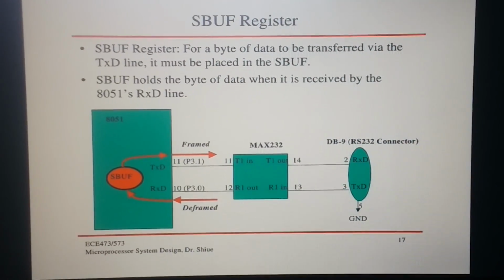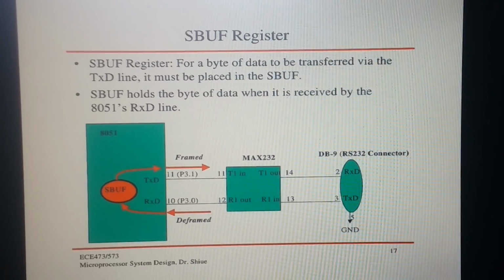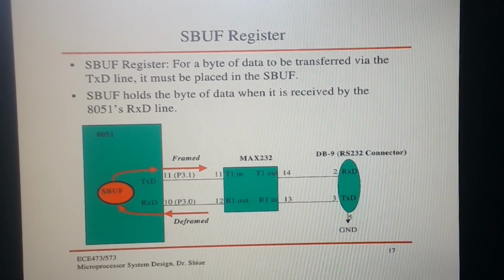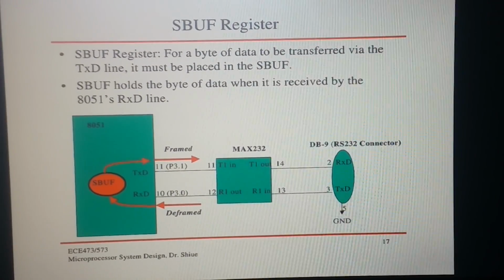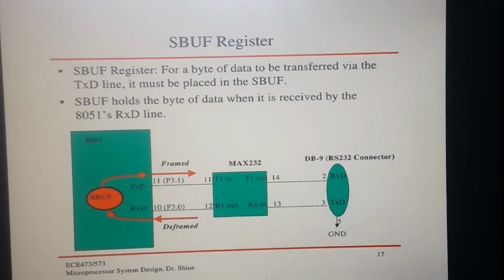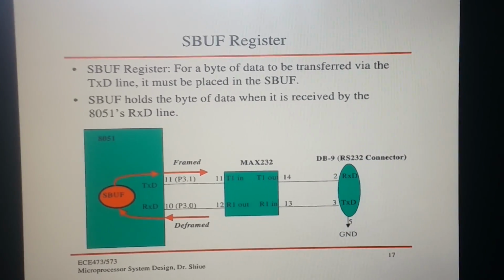Next comes the serial buffer. The serial buffer holds the byte of data when it is received or transmitted by the 8051. The operation is done using the MAX232 IC, where we have 2 transmitter and receiver input-output lines through the data pin connector DB9.